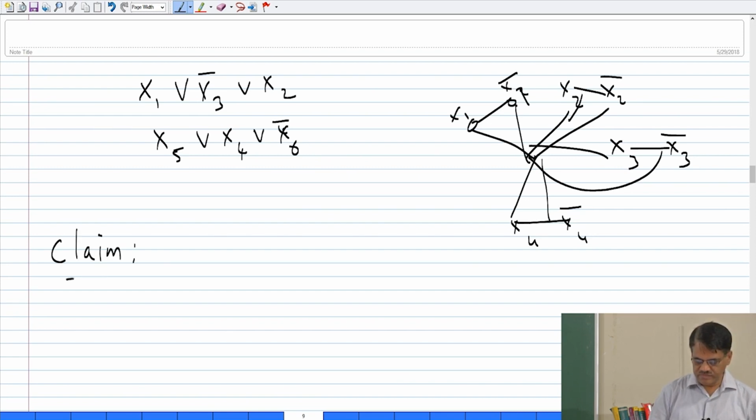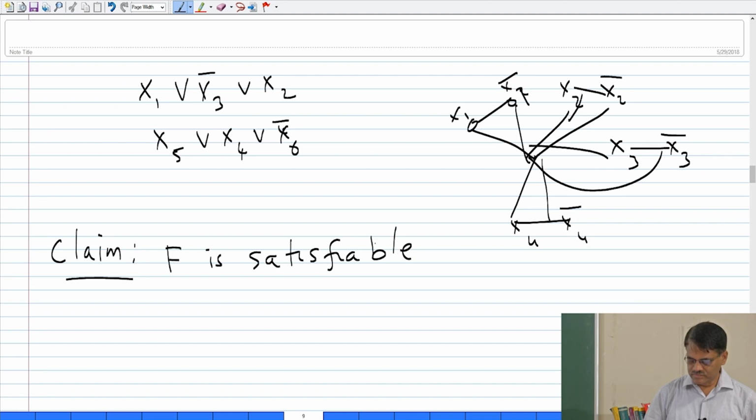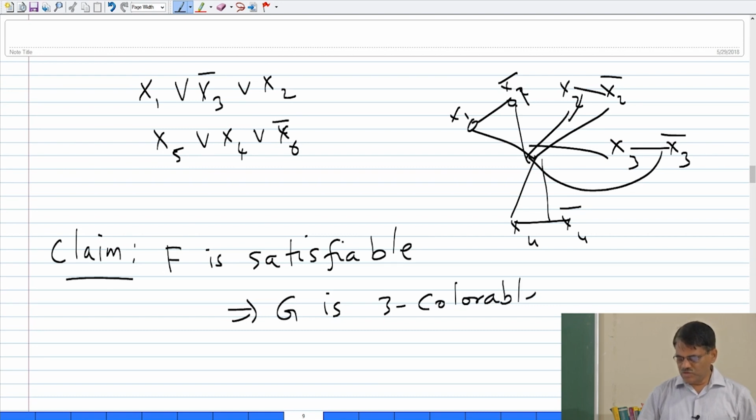Let's do one direction. Everything boils down to a core of this gadget which I have constructed for a clause. So suppose f is satisfiable. What does that mean? There is a satisfying assignment for the variables x1, x2, up to xn.